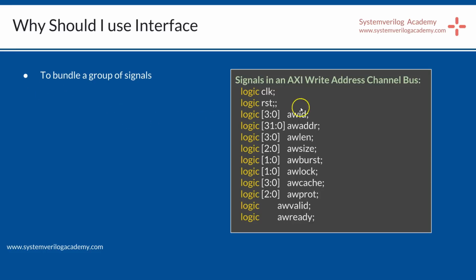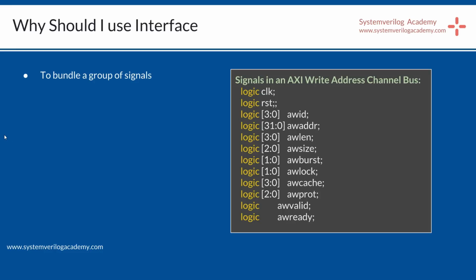Here are the signals in an AXI write address channel bus. If you are not familiar with the AXI protocol, just understand that it is a master-slave protocol, and in this channel, the master will drive all these signals along with this valid, and the slave will drive the ready signal.